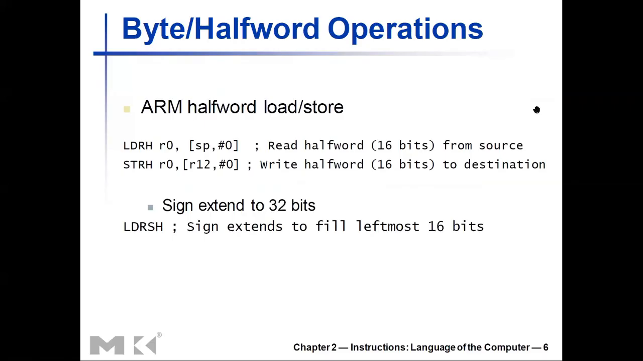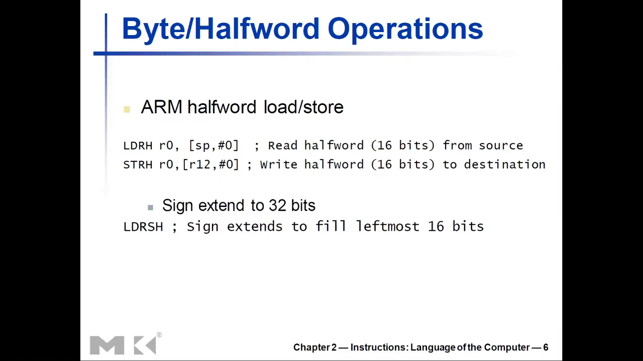So then we come to ARM half word load store. We are done with byte load store, and half word is half of a word, that is 16 bits, while a byte is 8 bits. For that, there are another two special instructions for half word operations, LDRH and STRH.